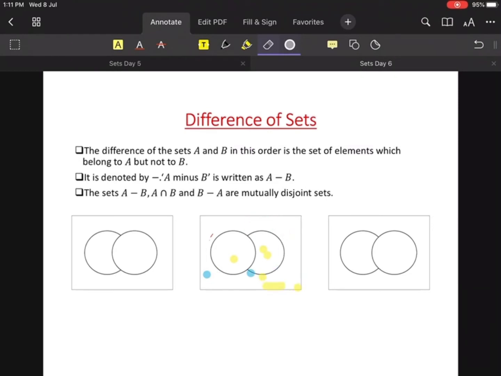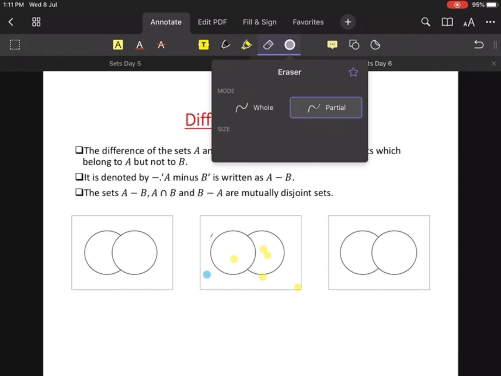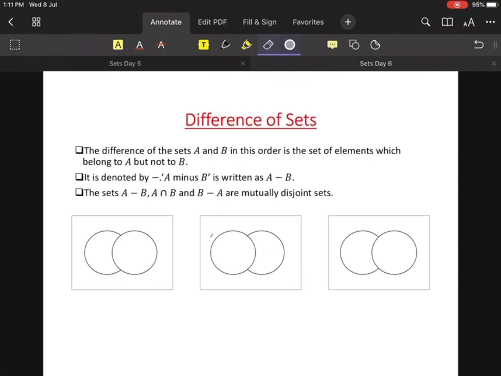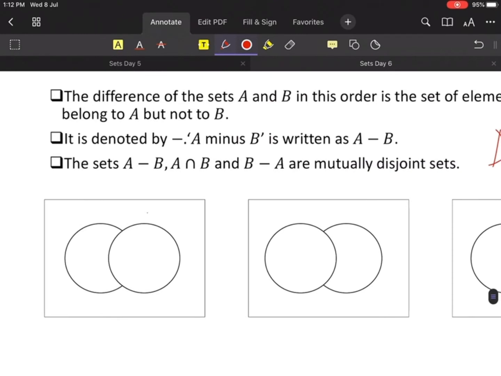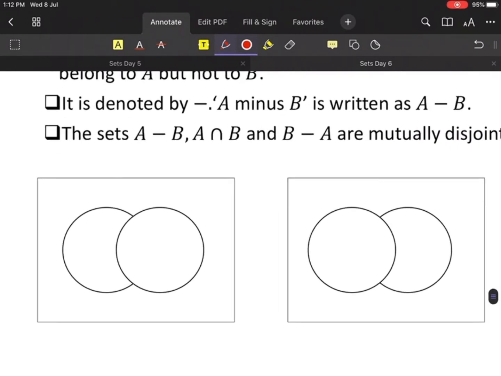Huh? It's too easy to forget. Am I clear? But you cannot forget. So let's do this one then. So they are talking about what? These things. A minus B, A intersection B, B minus A. So if I add these three regions, I will get what?